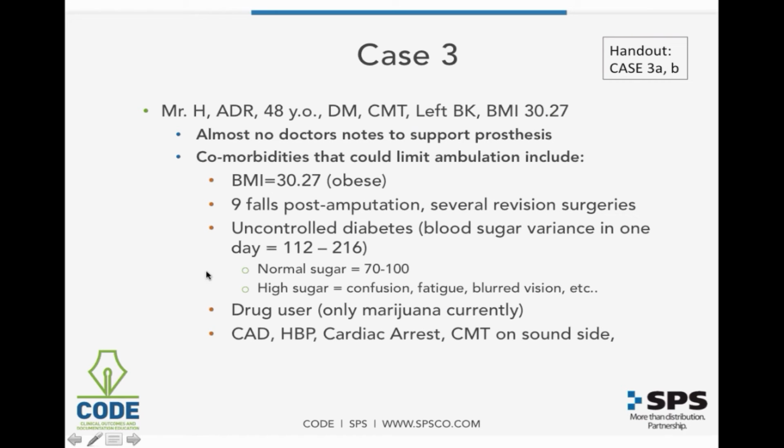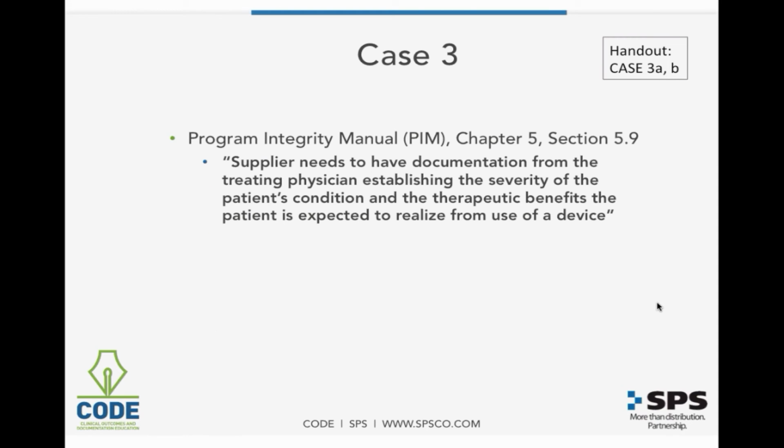Total disaster. If I'm a reviewer and I look at this, I'd be thinking, well, no way this guy could use a prosthesis. We've got to get him a wheelchair. He's falling over all the time. His diabetes is uncontrolled. How could we ever let him use a prosthesis, right?